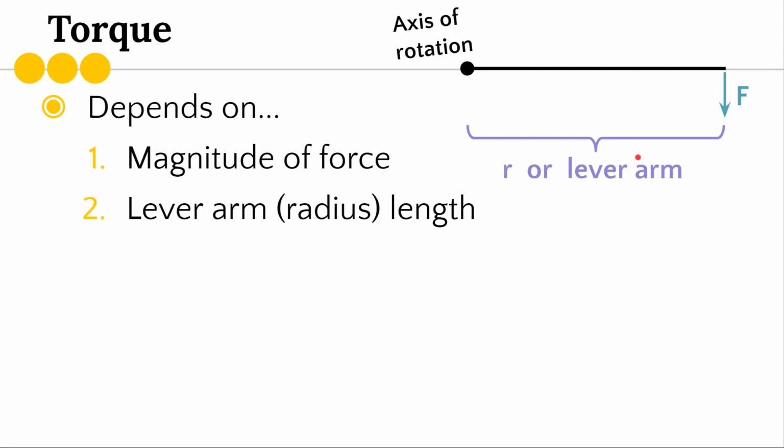Okay, so the amount of torque applied is going to depend on a couple of things. It's going to depend upon the magnitude of the force applied, and it's going to depend upon the lever arm or the length of the radius. And you, again, saw that in your lab that you had the relationships between those things. Okay, so it, again, depends on the force and the lever arm.